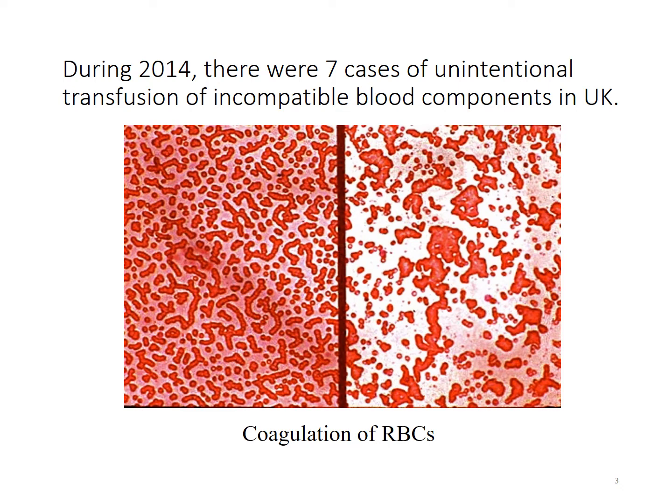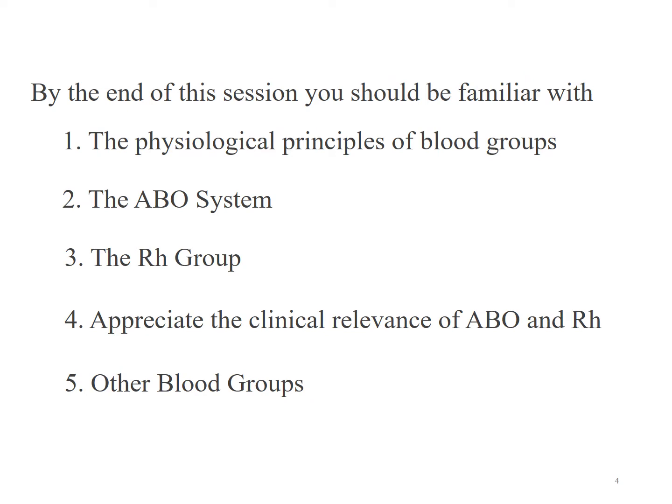Okay, by the end of this session, you should be familiar with number 1, the physiological principles of blood groups, which is the biochemistry behind it. Number 2, we'll look at 2 major blood group systems, which are the ABO system, and number 3, the rhesus group system. You also need to appreciate the clinical relevance of different blood groups during blood transfusion. And last but not least, we'll take a quick look at other blood group systems.